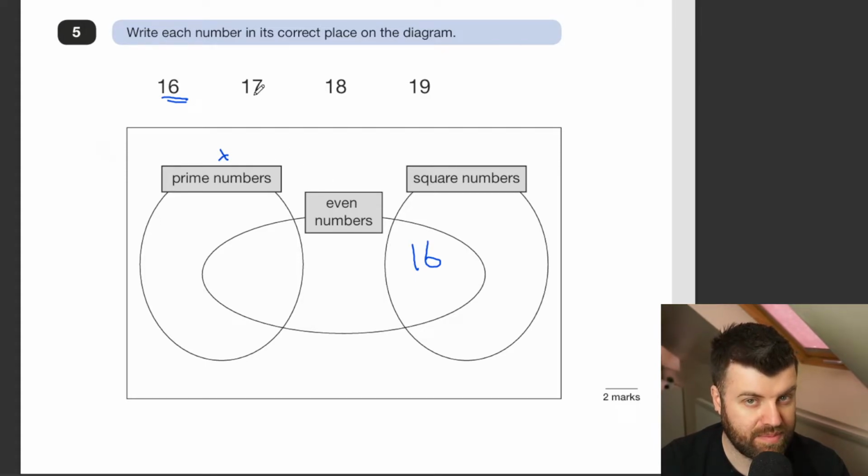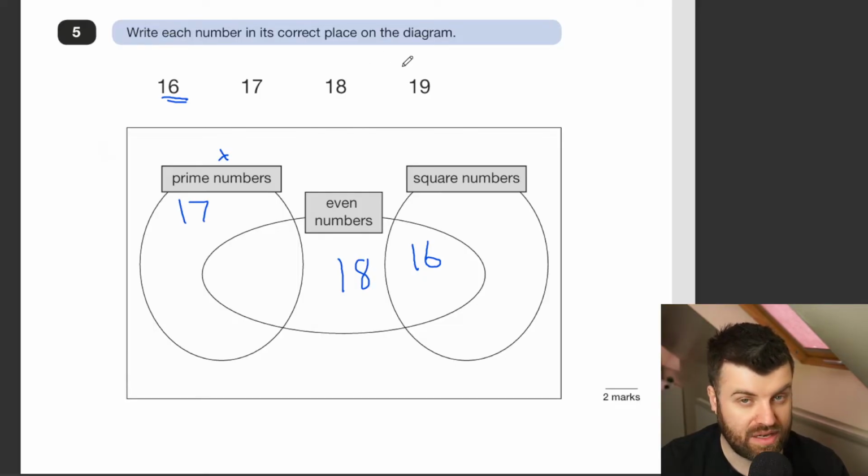17, is it a prime number? The answer is yes. There's only two factors for 17, 1 and 17. Is it an even number? No. And is it a square number? No. So 17 is just a prime number. We put it in there. 18, is it a prime number? No, there's multiple factors. Even number? Yes. Square number? No. So 18 is just an even number.